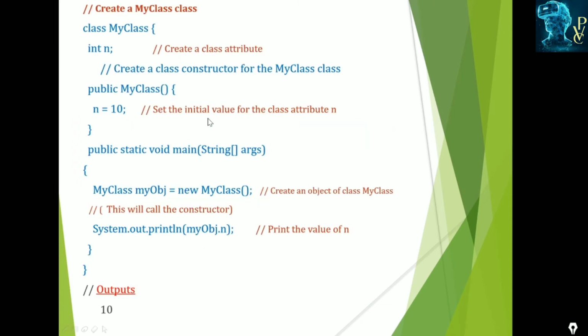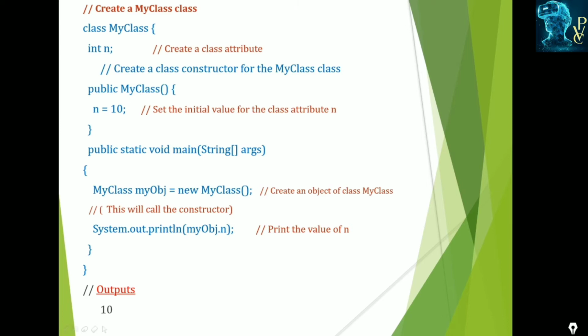This is another example for the default constructor. Here the class name is MyClass. It has only one attribute, n, of integer type. Here we are creating the class constructor for MyClass. So the constructor name must be the same as the class name, MyClass.